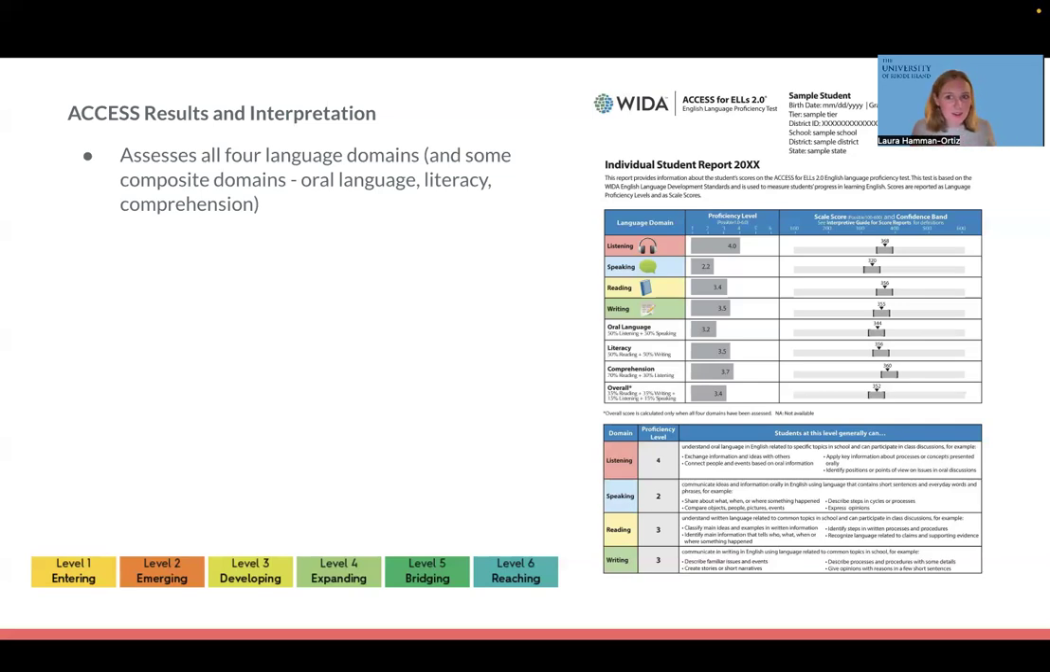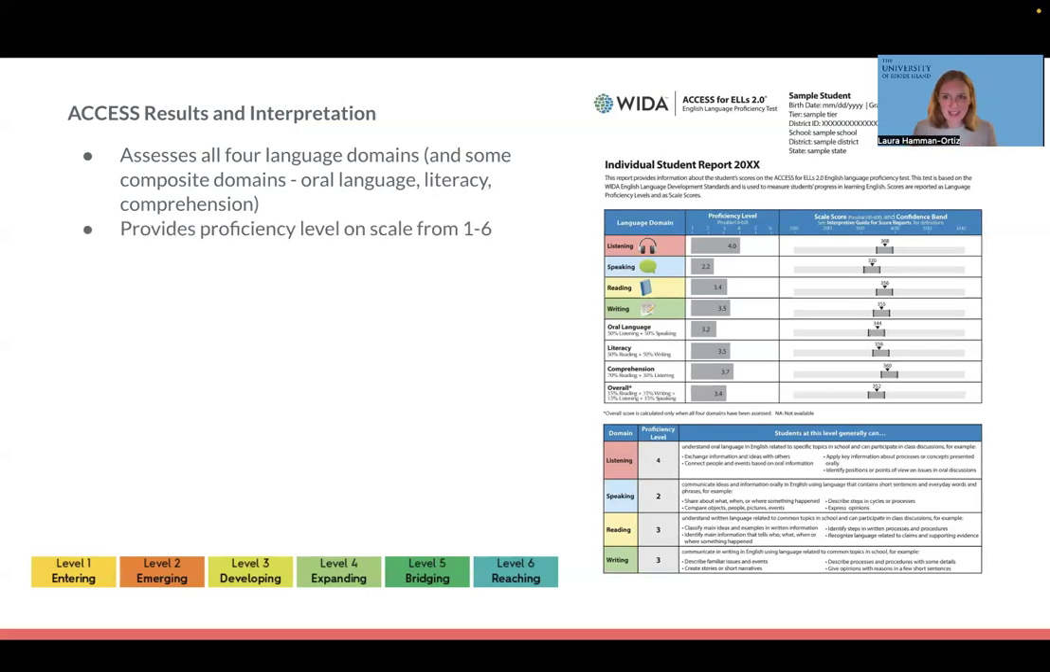But that might obscure a lot of information, because if their listening is a 4, that means they're comprehending quite a bit. And if their speaking is a 2, that means they can continue to need some supports for speaking, but that shows me that they're understanding a lot, and that if I give them opportunities to show me what they know that might not require speaking, I might be able to see a lot more of what they can do. So looking really carefully at these individual language domain scores is really important as we think about supports.